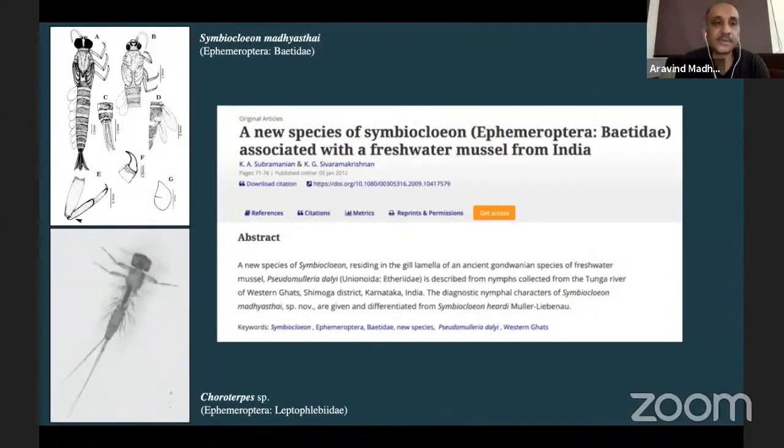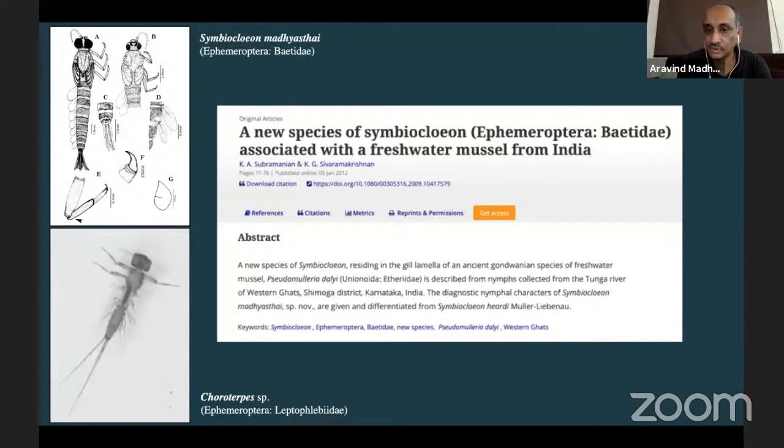Another interesting aspect of this pseudomullaria is the association of freshwater insects belonging to two genera inside the shell of this pseudomullaria. They are commensals inside the shell. One is Symbiocoleon and the other one is Chloropterus. This has been identified by Dr. Subramanian from Zoological Survey of India, and there are very few known examples from the world.